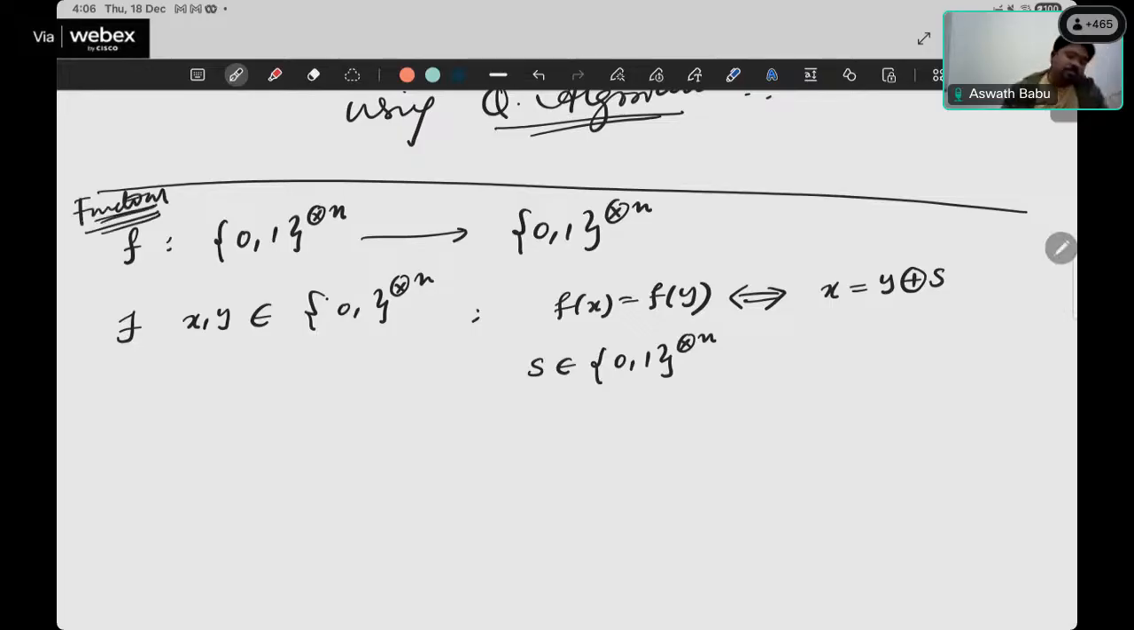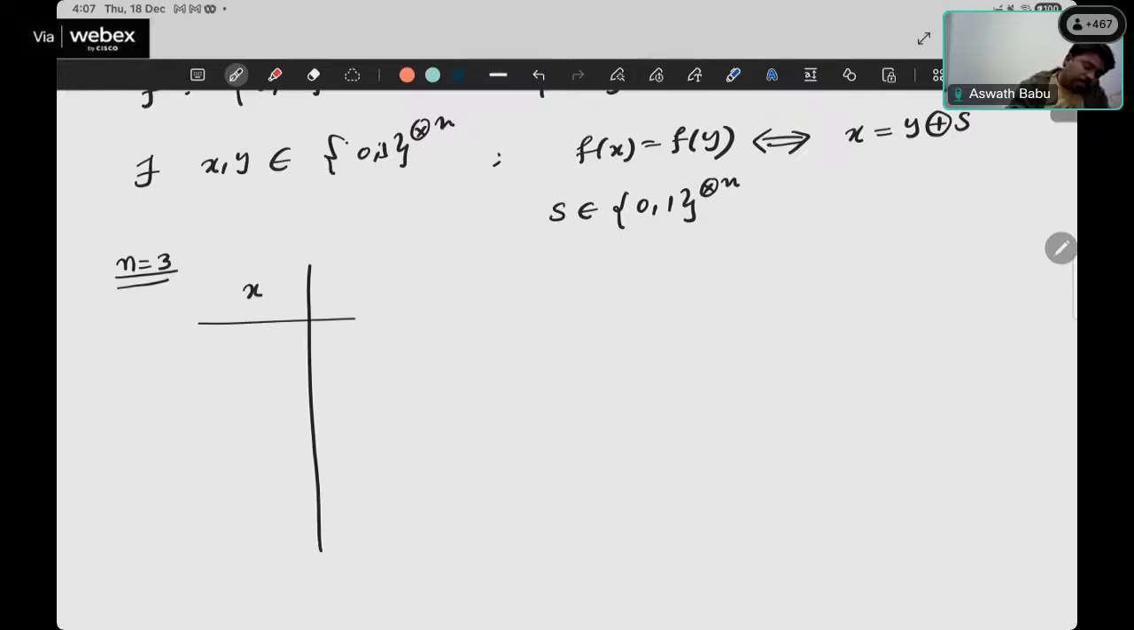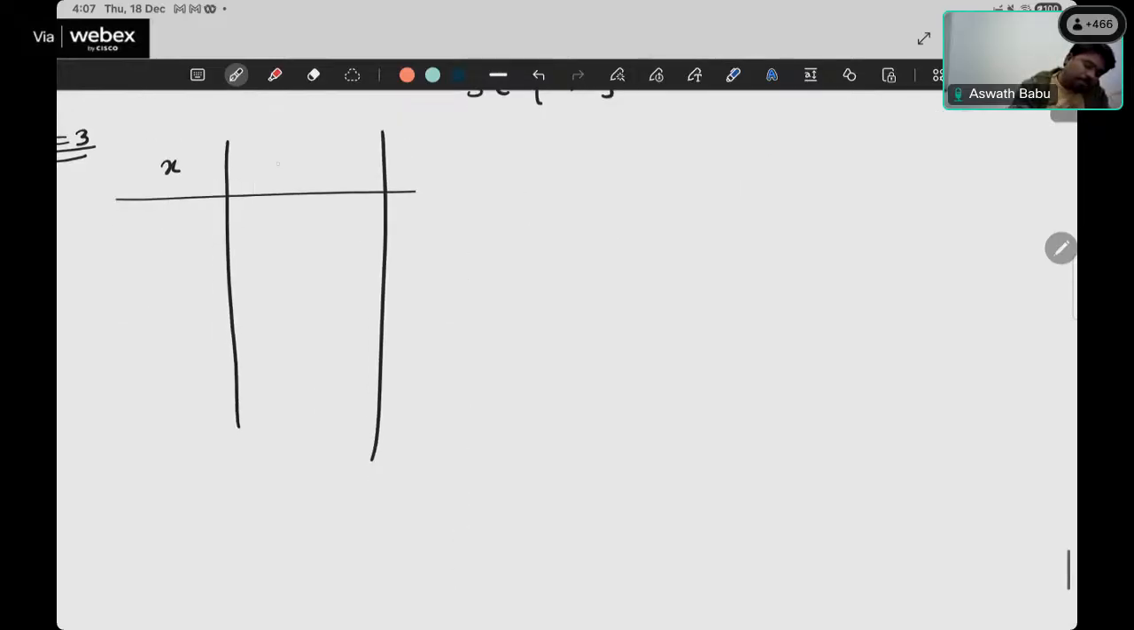Let's understand this using a simple example. The example which I will be taking is the n equal to 3 case. For that, what would my x be? Let me take a few examples. So with n equal to 3, what are the possible x values I can have? It will be a 3-bit string.